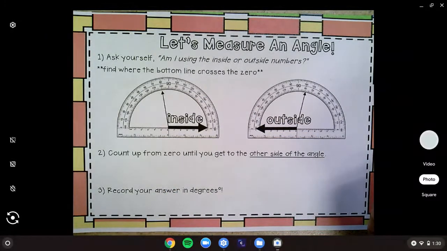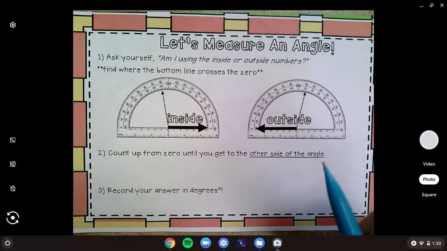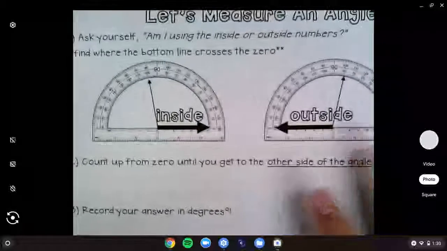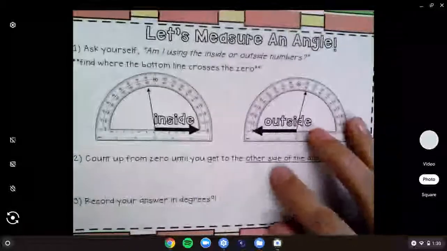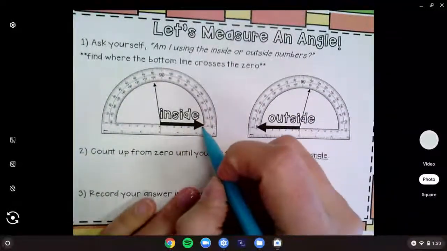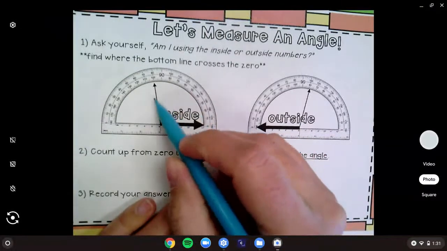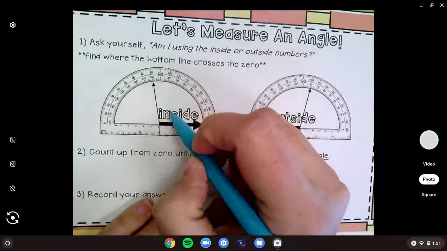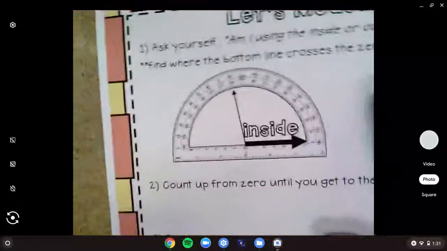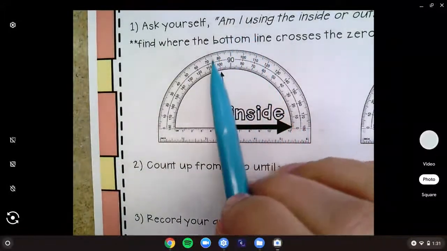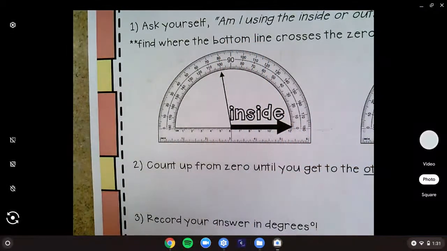So we're going to find where the bottom line crosses to 0. We want to pay attention to the way our angle is pointing. If it's pointing to the right side, we're going to use the inside number. So practicing reading this one, I'm going to zoom it in a little bit. I would count up from 0 until I get to the other side of my protractor, the other side of the angle.